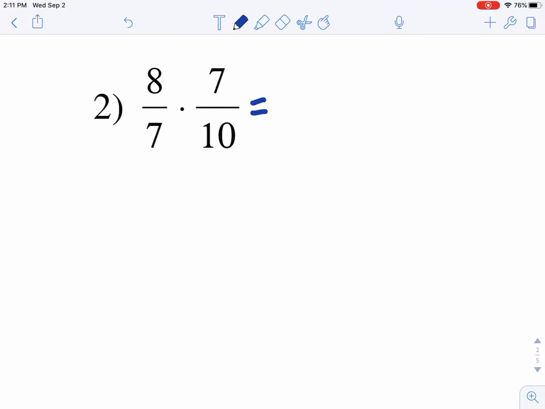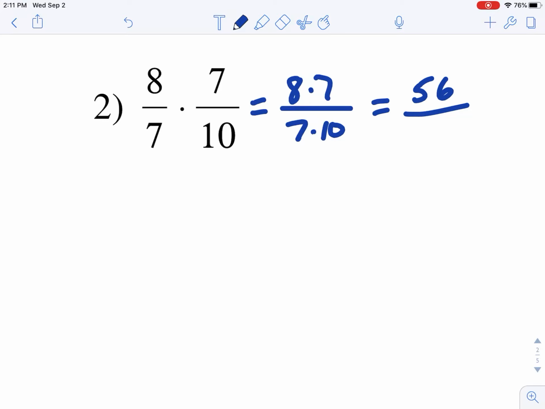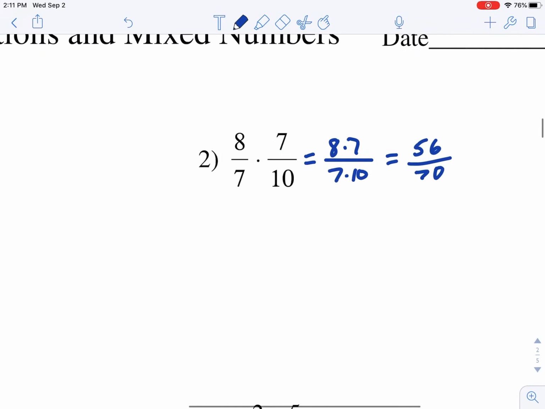And if it's been a while, you might just have forgotten. I'll write it all out once, but you don't need to write it all out like this when you show your work. But the rule is top times top, 8 times 7, and bottom times bottom, 7 times 10. 8 times 7 on top is 56. 7 times 10 on bottom is 70. So that's the rule for multiplying. Top times top, bottom times bottom. Probably all of you can say, oh, 8 times 7 is 56, and you can skip this step.